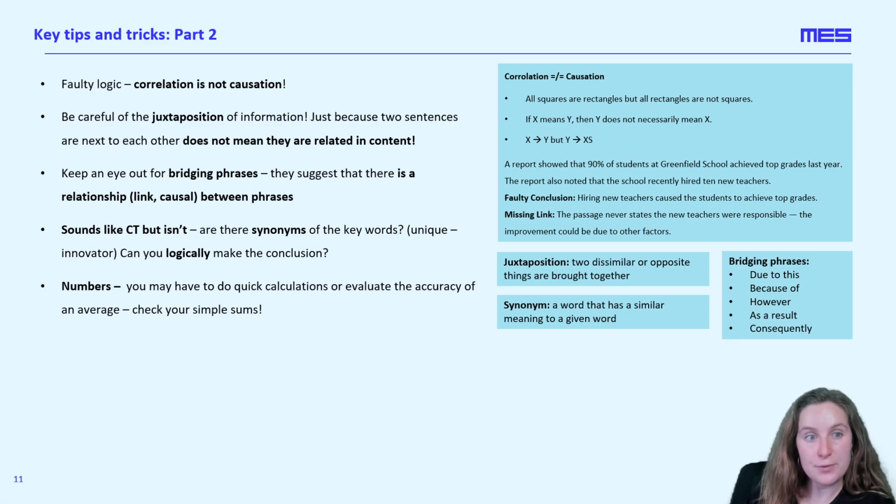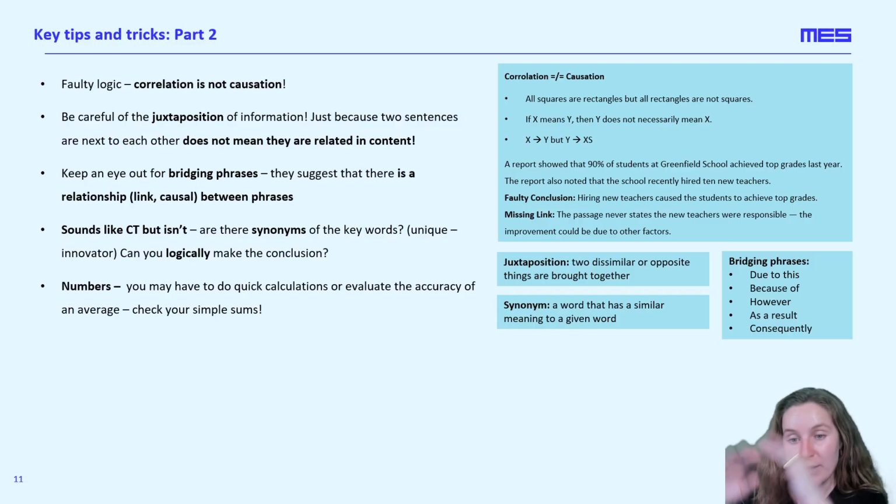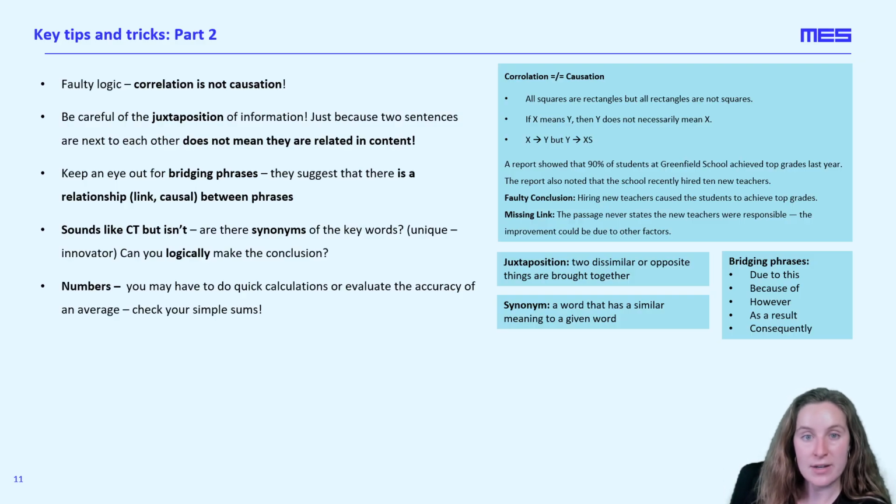Some more tips and tricks for you. So faulty logic. Correlation is not causation. A famous example is all squares are rectangles, but all rectangles are not squares. One side of that is true. All squares are rectangles because squares are a type of rectangle, but not every rectangle is a square. It's bigger umbrella versus littler umbrella. One fits neatly into the other, but the same cannot be said vice versa.